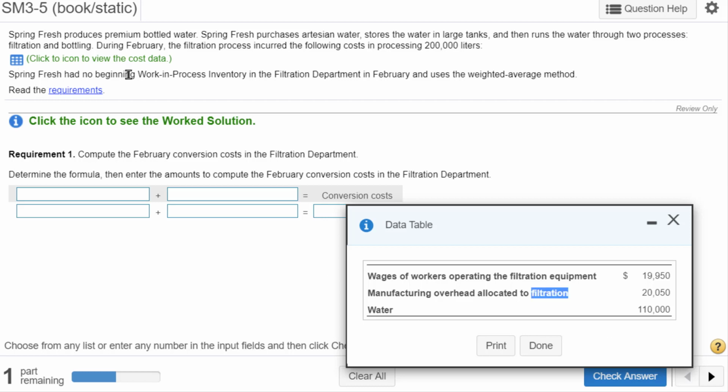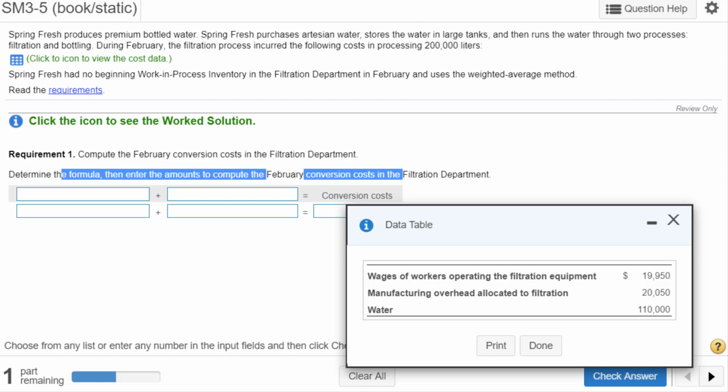Spring Fresh had no beginning work in process inventory in the filtration department in February, and they used the weighted average method. So our first task is to compute the February conversion costs in the filtration department. Determine the formula in words and then enter the amounts to compute the February conversion costs for the filtration department, or you can call it the filtration process.